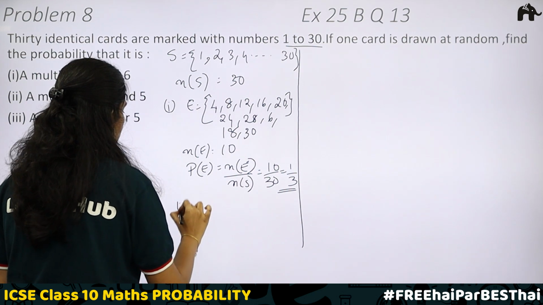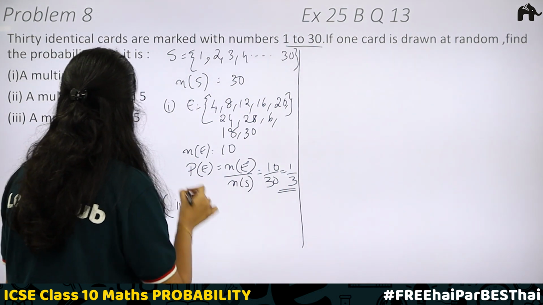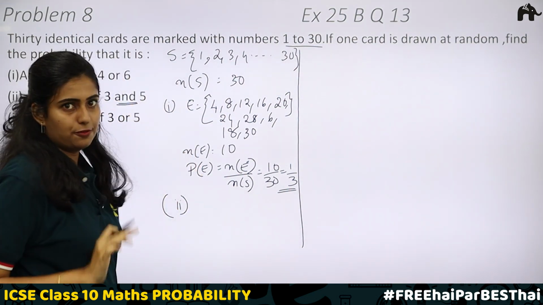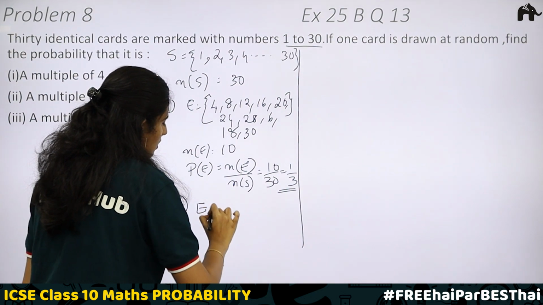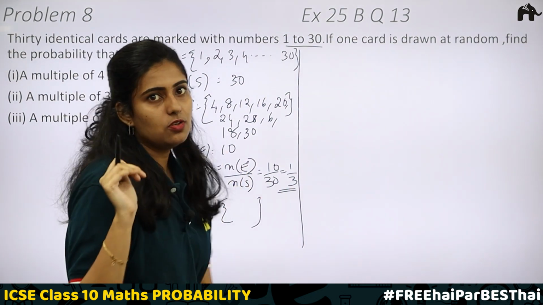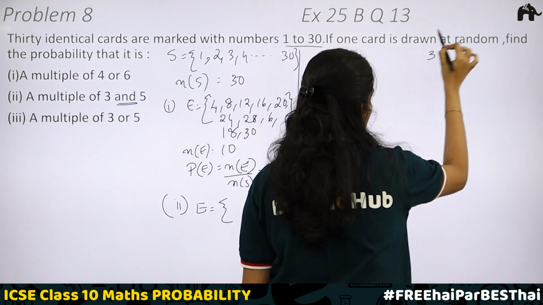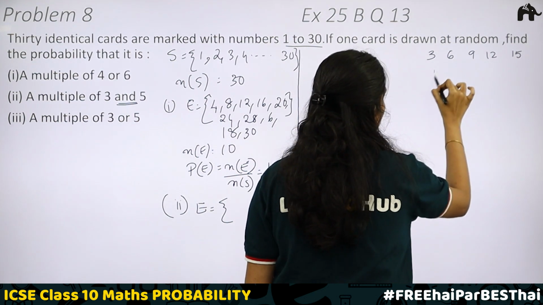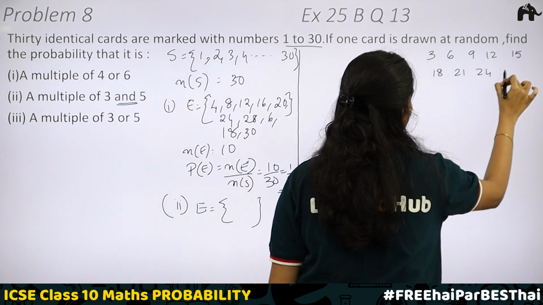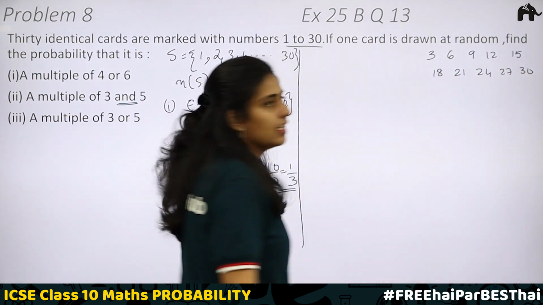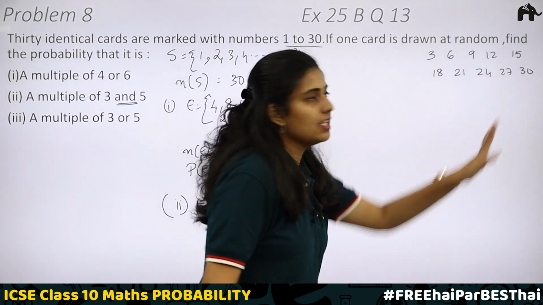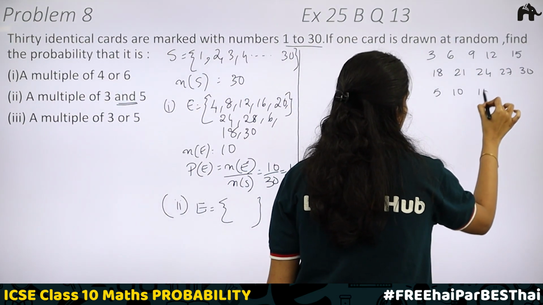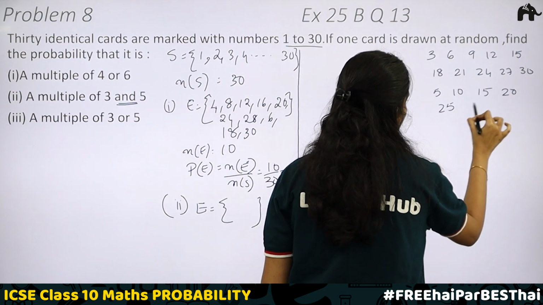Clear? Next, the second one, a multiple of 3 and 5. Here it is and. It should be the multiple of 3 and the multiple of 5. Multiples of 3 are 3, 6, 9, 12, 15, 18, 21, 24, 27, 30. Within 30, up to 30, these are the required multiples. Next, the multiples of 5: 5, 10, 15, 20, 25, 30.